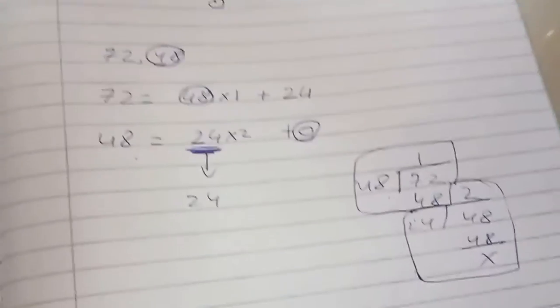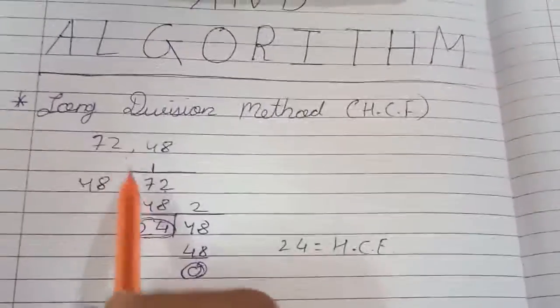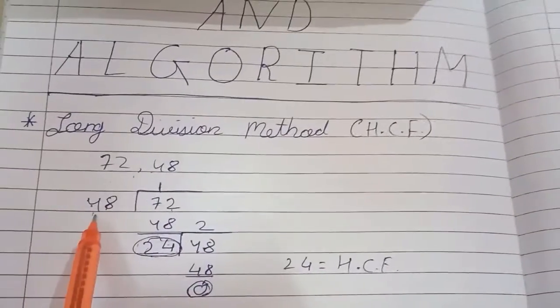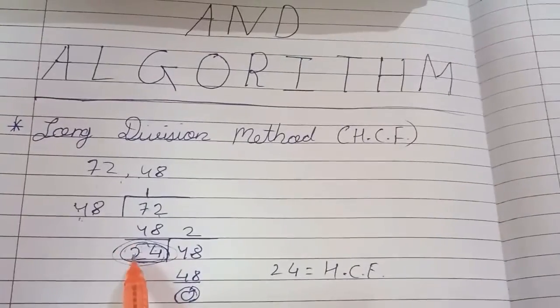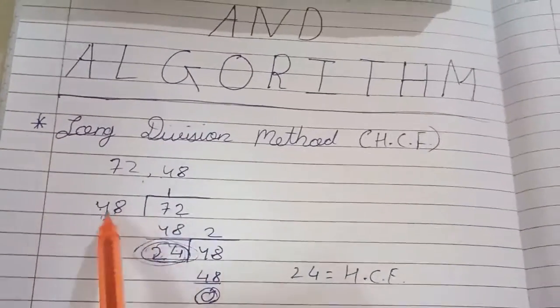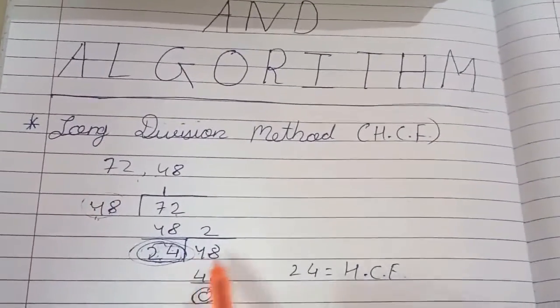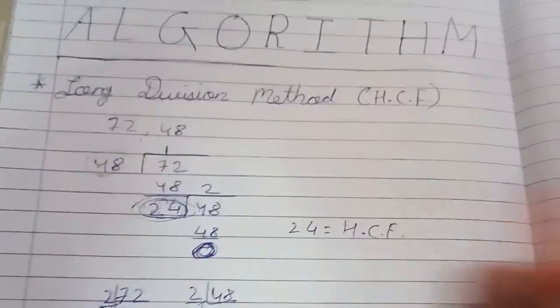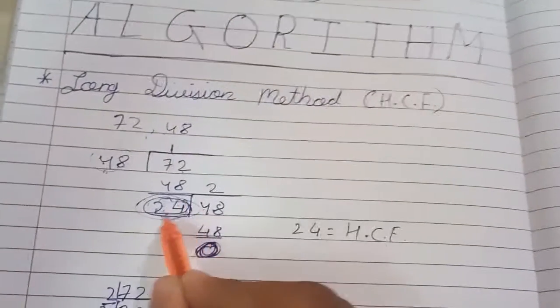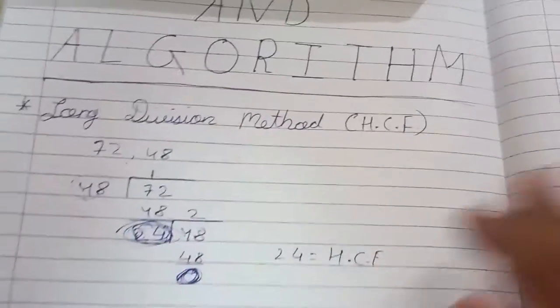Okay, so now let me revise everything in just a minute. First of all, the long division method. If it is two numbers, take the greater number as dividend and the smaller number as divisor and divide. When the remainder comes, take that remainder as divisor and the previous divisor as dividend. Continue the cycle until you get remainder 0. Once you get remainder 0, the divisor is the HCF.